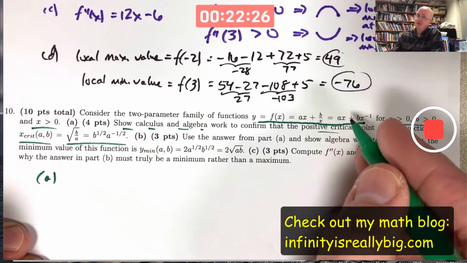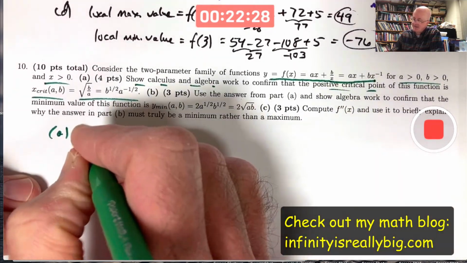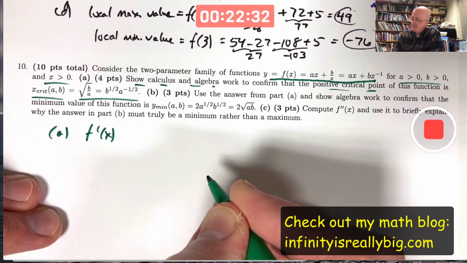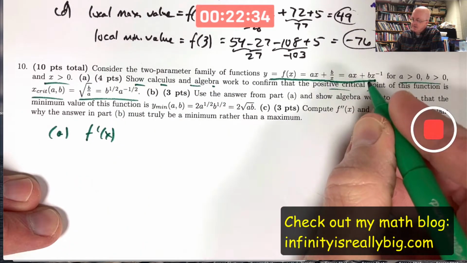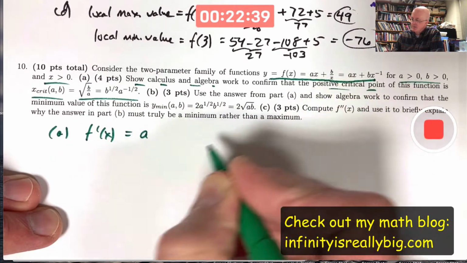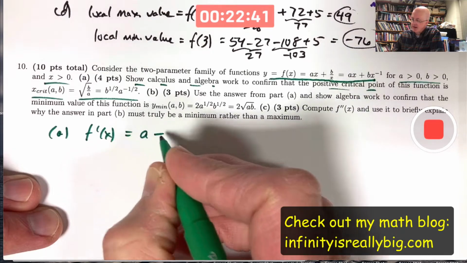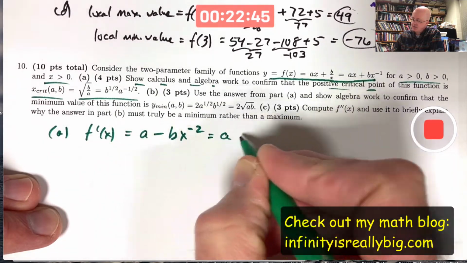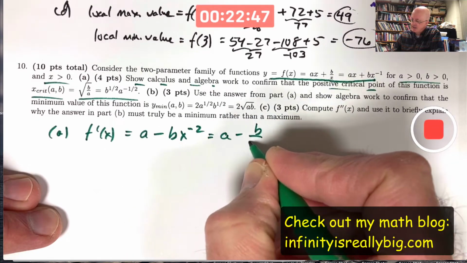Okay, I didn't tell them the derivative of this one, so that's going to be a little bit more work, but it's not too bad. Look at it in this form. The derivative of ax with respect to x is a, and the derivative of plus bx to the negative 1 will be minus bx to the negative 2. There is the derivative, which can also be written as a minus b over x squared.